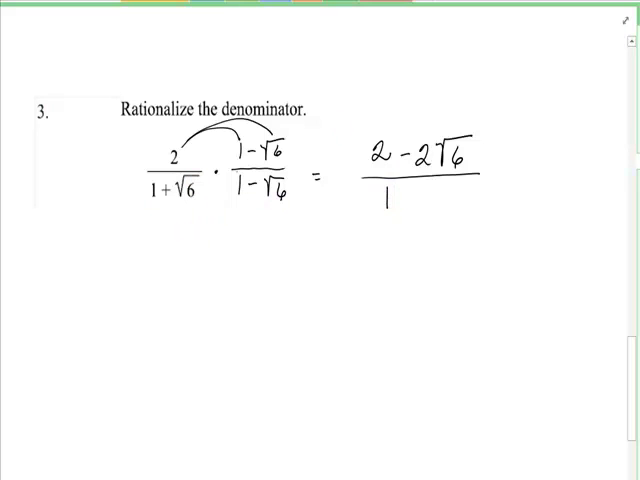Outer, inner, can't forget about those. Square root of 6 times negative square root of 6 is negative 6. That gives me 2 minus 2 times the square root of 6 all over negative 5. You can write it like that. You could put the negative out in front of the fraction. I would just leave it like that. No reducing this time because these numbers do not share a common factor.